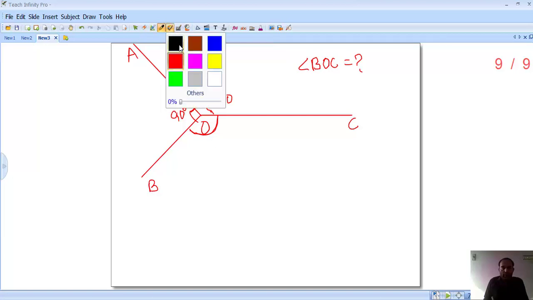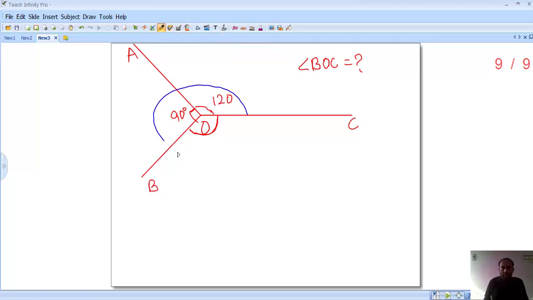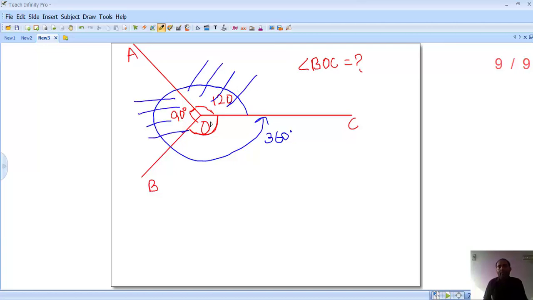First of all, you need to tell me how much is this complete angle. You will say 360. This is a full rotation angle. So if I remove this 120 degrees and 90 degrees, we will have angle BOC. We have to remove this 120, we have to remove this 90, and then we will have only this part. So we will have to subtract 120 from 360 and 90 from that. Okay, let's start.